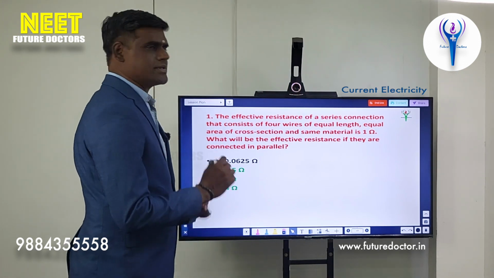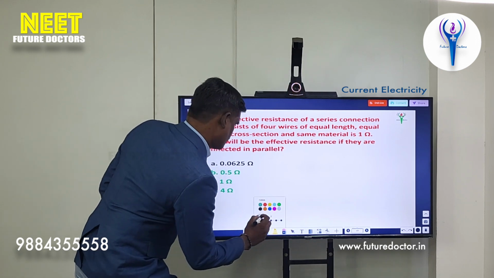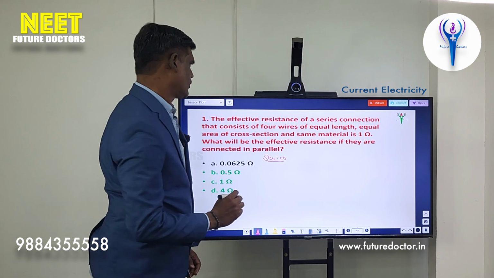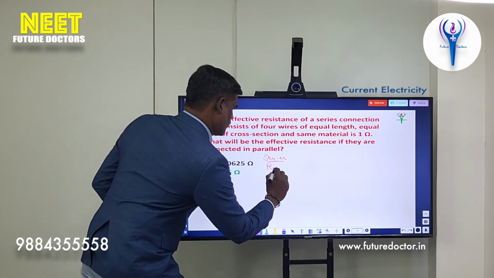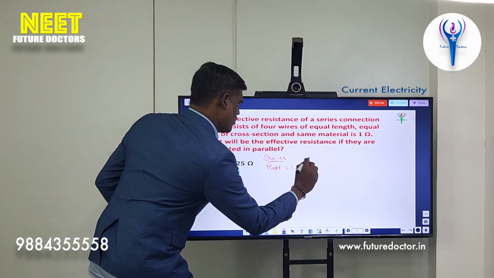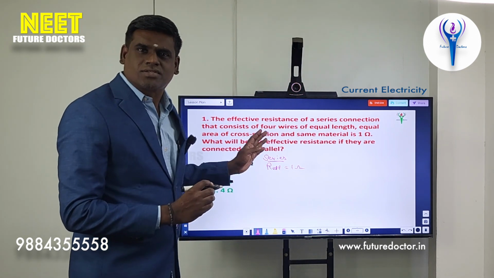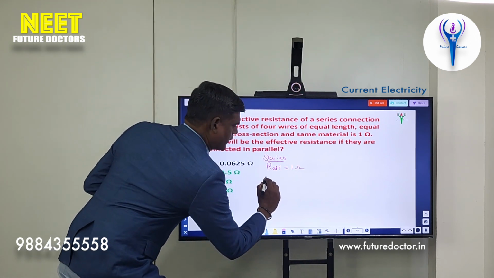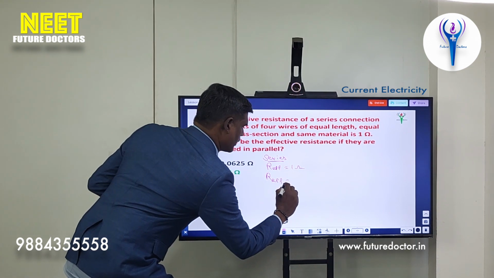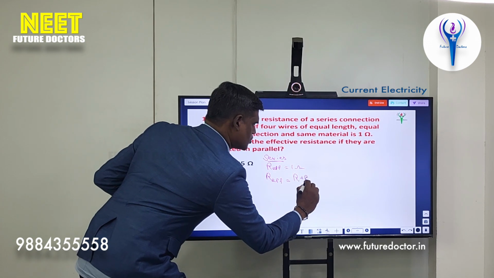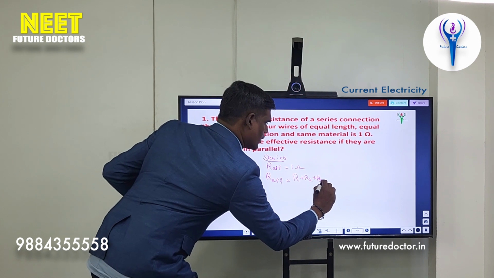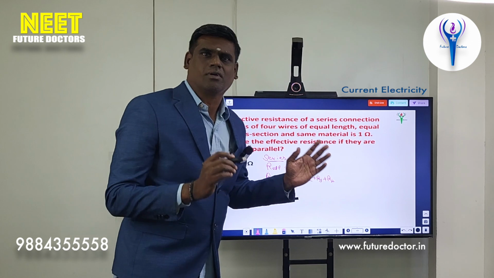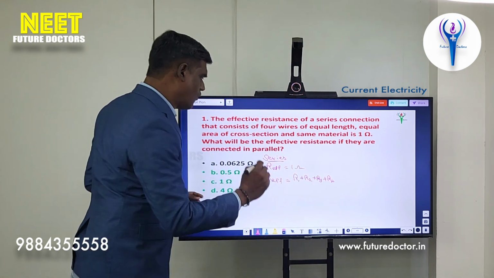So, effective resistance in series connection is equal to 1 ohm. For series, we know the formula. How many resistors are given here? 4 resistors, R1, R2, R3, R4. All are equal. So R effective equals R1 plus R2 plus R3 plus R4. As R1 equals R2 equals R3 equals R4 equals R, then R plus R plus R plus R equals 4R.